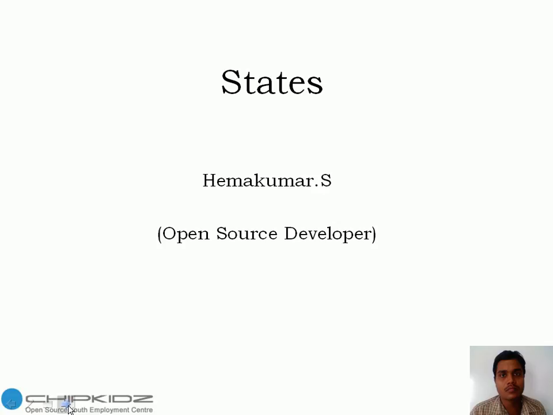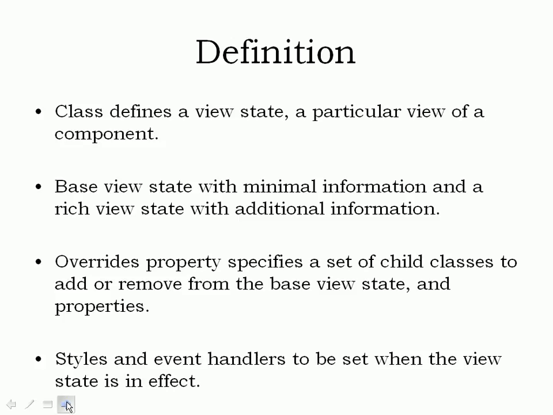Now I'm going to talk about states. The class always defines a view state, a particular view of a component. It has two types of view states: one is the base view state and another is the rich view state. The base view state has minimal information, whereas the rich view state has additional information. It also has the overrides property, which specifies a set of child classes to add or remove from the base view state, and properties, and it has the styles and event handlers to be set when the view state is in effect.